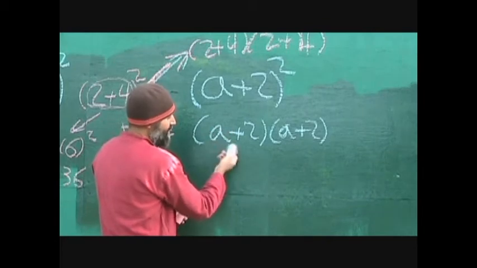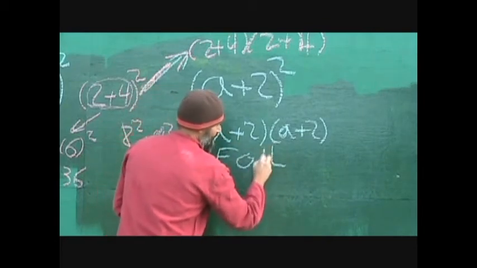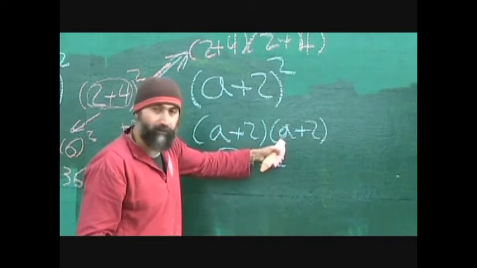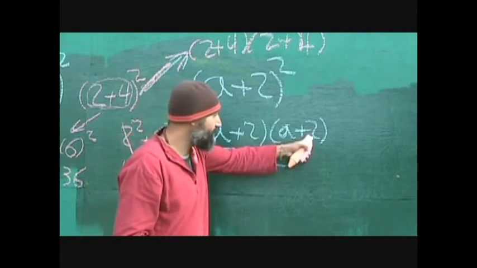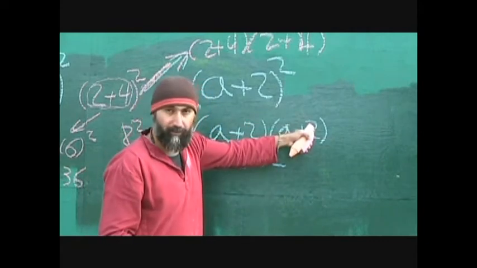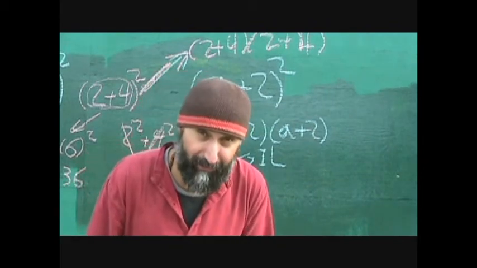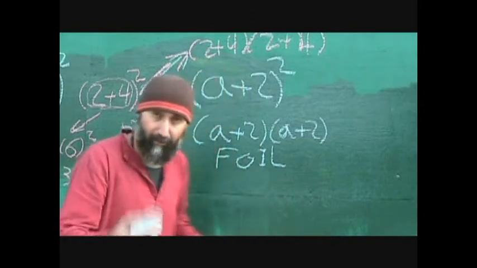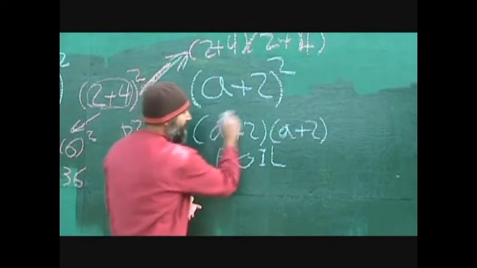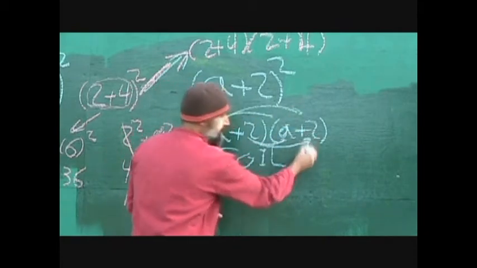What this means is, this is what they call FOIL. FOIL stands for the first two numbers multiply each other, the outside numbers multiply each other, the inside numbers multiply each other, and the last numbers multiply each other. I actually had no idea what this meant until about 4 or 5 years ago. I never thought of it that way. I like more visual stuff. So the way I do it is, this multiplies this, this multiplies this, this multiplies this, and this multiplies this.